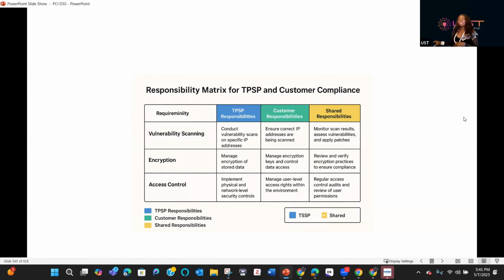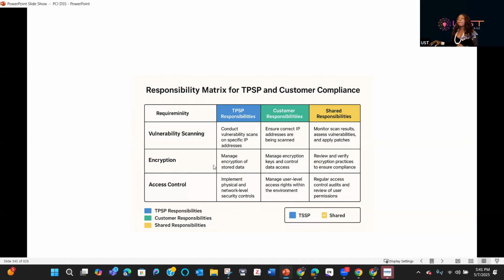But what is the shared responsibility here? Monitor scan results, assess vulnerabilities, and apply patches. Even if that vendor is doing it for you, you cannot just fold your arms and say that the vendor is doing it. You also have to double check. And that's why once those scans are being run, then we have those vulnerabilities. Then we need to make sure we monitor those scans. We need to assess the vulnerability. And then if they apply patches, then we do so.